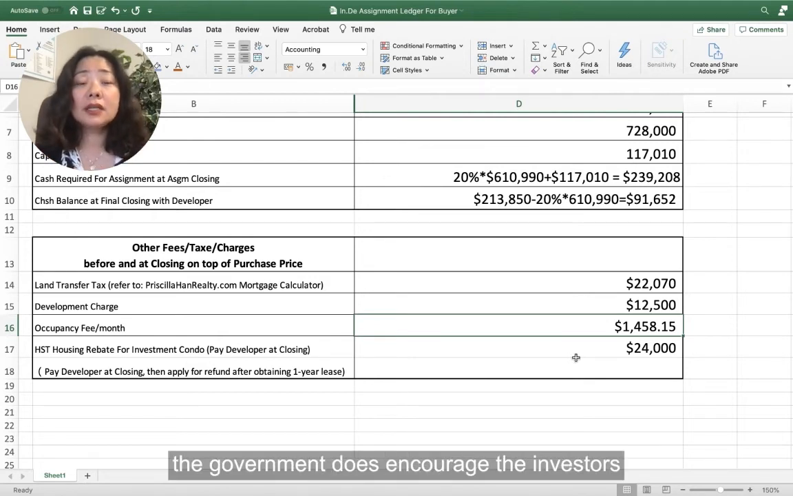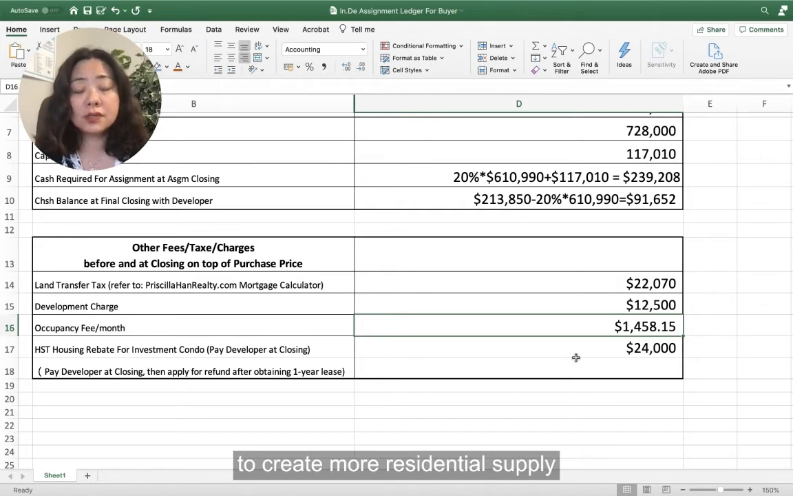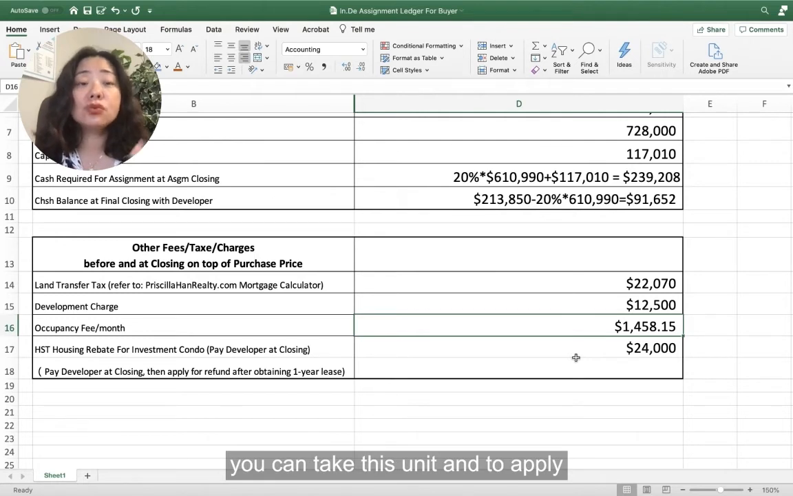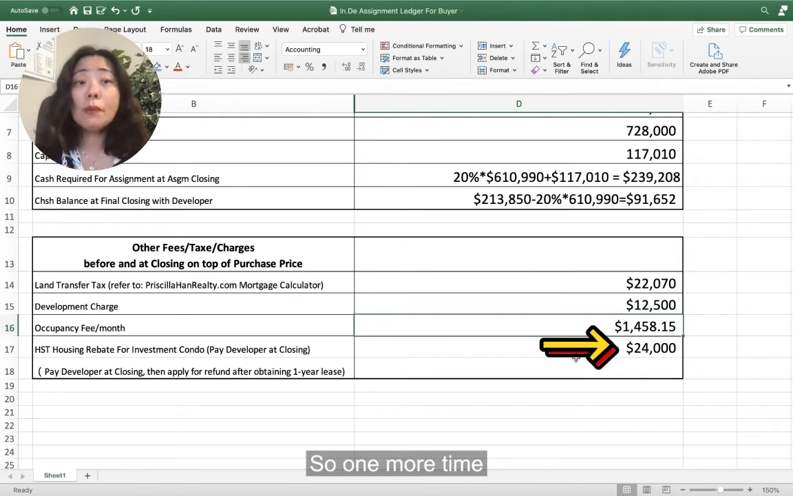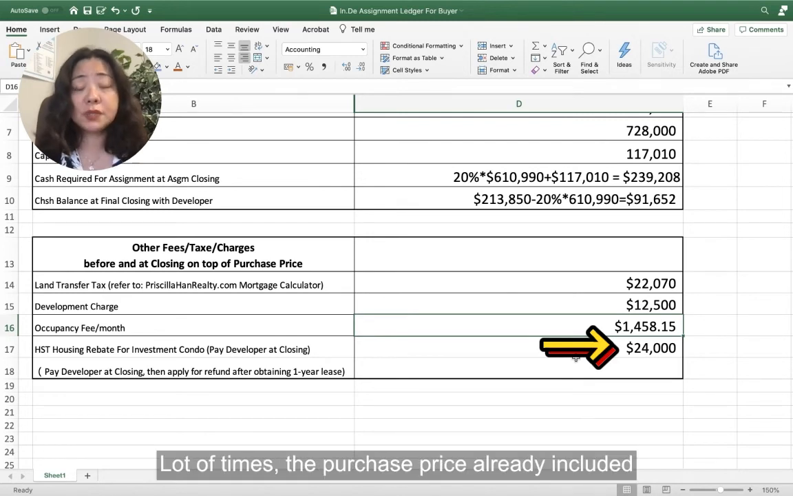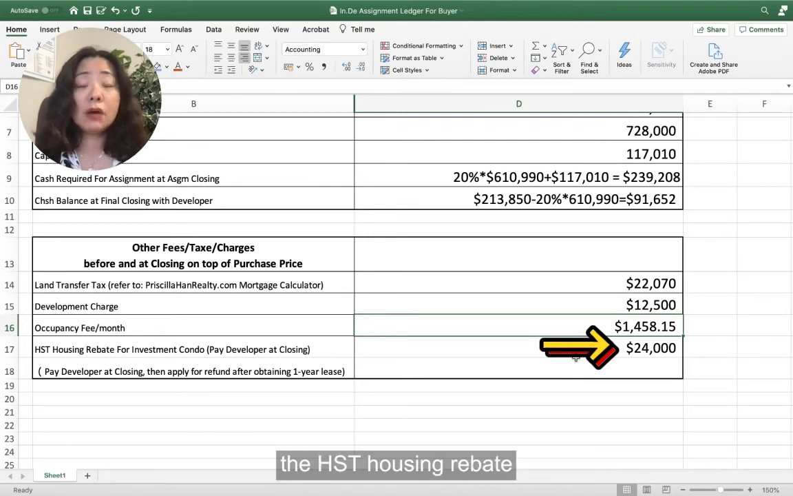But on the other hand, the government does encourage investors to bring this unit to the market to create more residential supply. After the investor buyer obtains a 1-year lease, meaning that he successfully rented out this unit, you can apply for the reimbursement of this $24,000. So one more time, if it's self-residence, you don't need to worry about this. A lot of times the purchase price already included the HST housing rebate. But if you're an investor, at closing, you need to pay $24,000 to the developer.